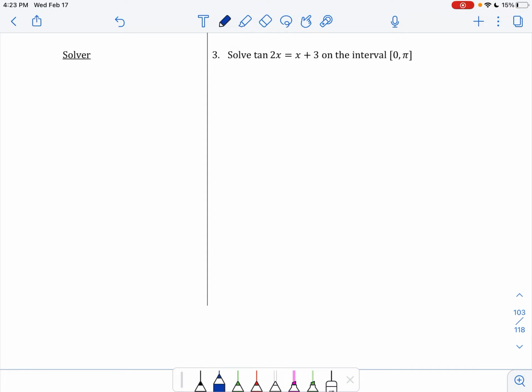Now, you can't solve this by hand, because you have a trig function on one side and a polynomial on the other. So whenever you have a mix of types of functions in an equation, it usually means you can't solve by hand, right? If you had trig and a log function, or a polynomial and an exponential, you're not going to be able to solve it by hand.